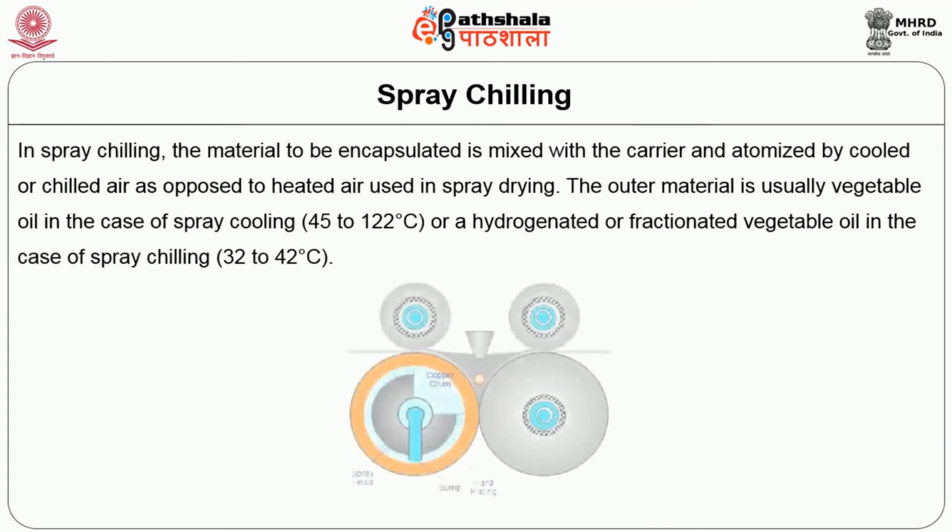In spray chilling, the material to be encapsulated is mixed with the carrier and atomized by cooled or chilled air as opposed to heated air used in spray drying. The outer material is usually vegetable oil in the case of spray cooling, maintained at a temperature of 45 to 122 degrees centigrade, or a hydrogenated or fractionated vegetable oil in the case of spray chilling.